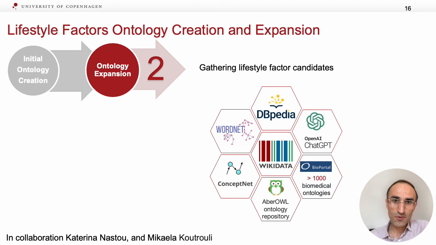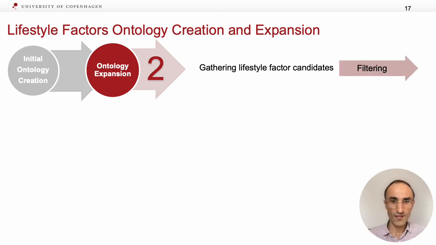In the second step of ontology expansion, we considered many existing knowledge bases and not only Wikipedia titles, and more than 1,000 existing ontologies were queried for lifestyle related concepts. And this resulted in tens of thousands of candidates that can be a lifestyle factor. Clearly, we need filtering to see if these candidates can be added to the ontology or not.